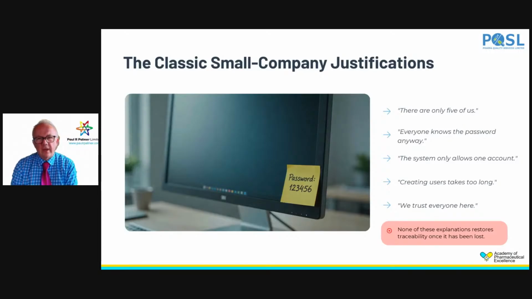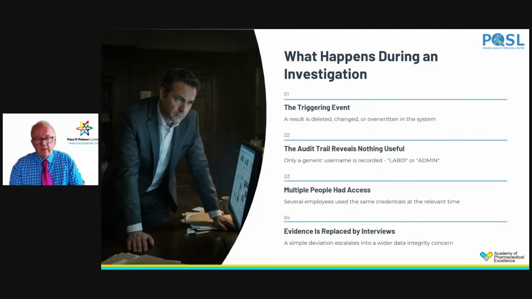We trust everyone here to do the right job. But what if they think they're competent and they're not? Because they've not been qualified, they've not been verified, and they just do the work and they do it wrong. None of the explanations restores traceability once it's been lost. It's just an excuse for not following good distribution, good manufacturing, good clinical, good pharmacovigilance best practice. You all have your own user ID and password.